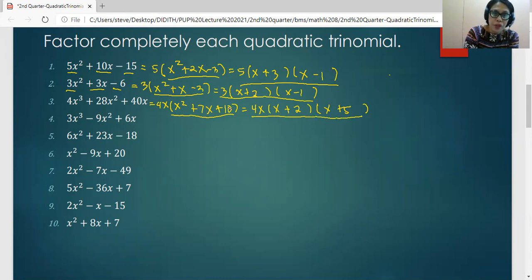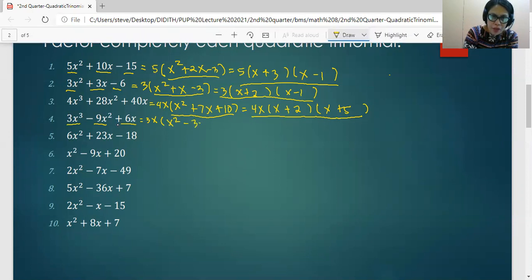So, here in number 3, these three terms have a common factor, and the common factor is 3x. So we will divide each of the terms there by 3x. When we divide 3x cubed by 3x, we have x squared. When we divide negative 9x squared by 3x, we have negative 3x. When we divide 6x by 3x, we have 2.